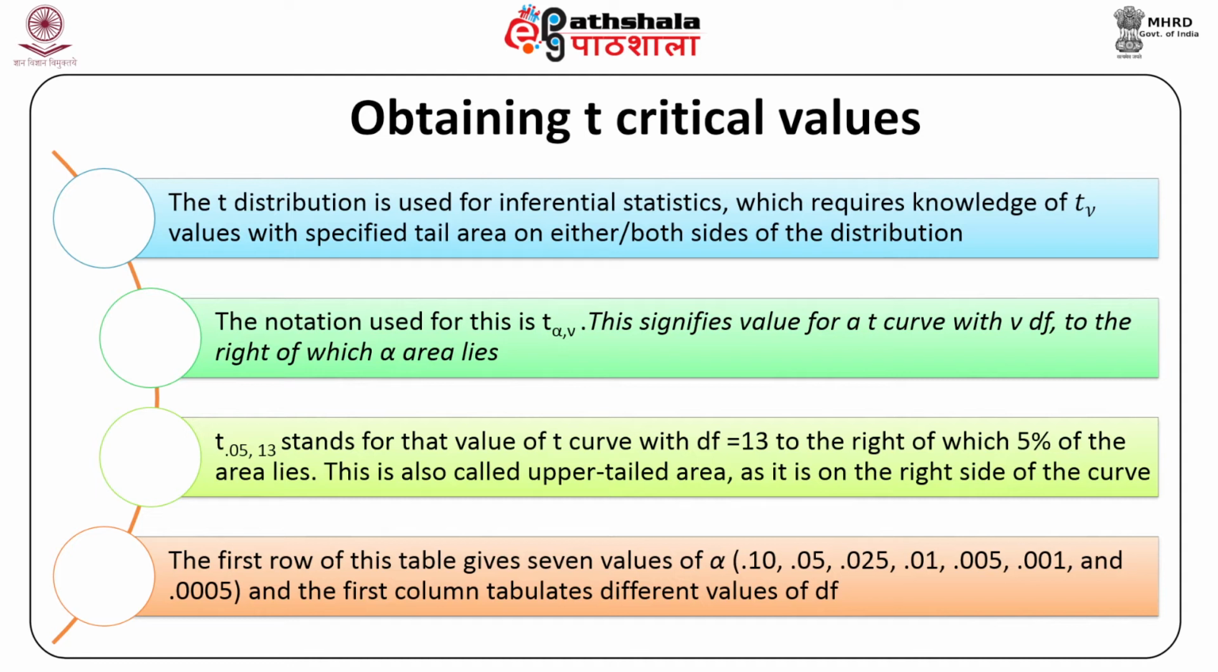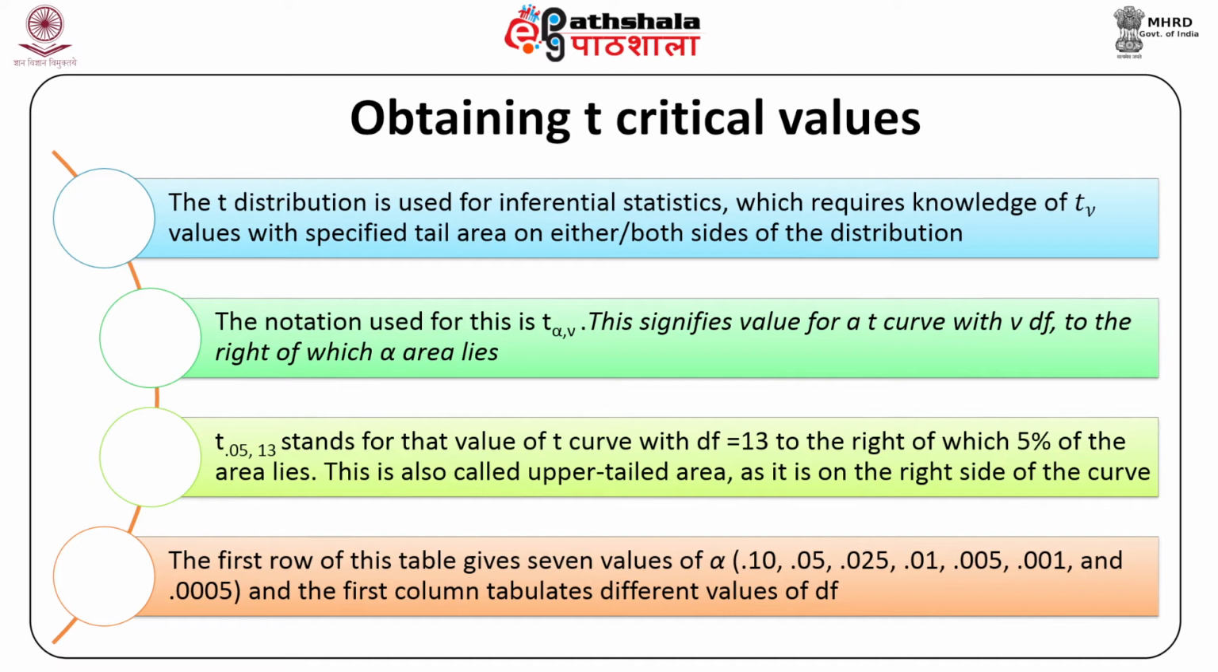For example, if you say that we have t 0.05 comma 13, this stands for that value of t curve with degrees of freedom 13 to the right of which 5% of the area lies. So alpha is 0.05, therefore it is 5%, and 13 is the degrees of freedom. For such selected critical values, we use table A.3 titled critical values for t distributions, and you can see that from the appendix which we have attached here.